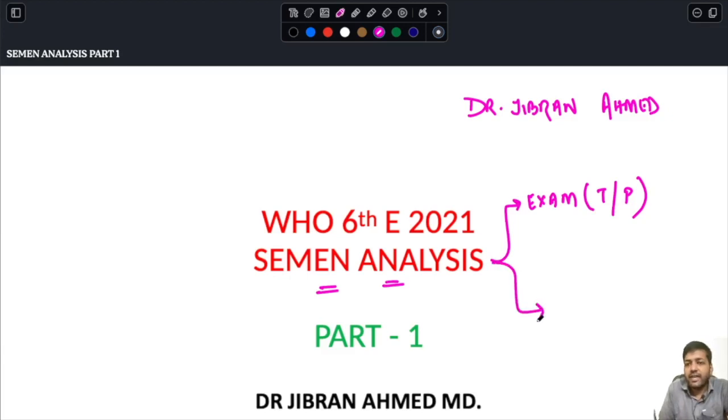Secondly, why is it very important? Because this semen analysis is not carried out routinely in all the government or private medical colleges where you are doing your residency. But when you pass out and have to practice, every lab offers the semen analysis test and they expect you to know this from the very beginning. So for your private practice, this is very important.